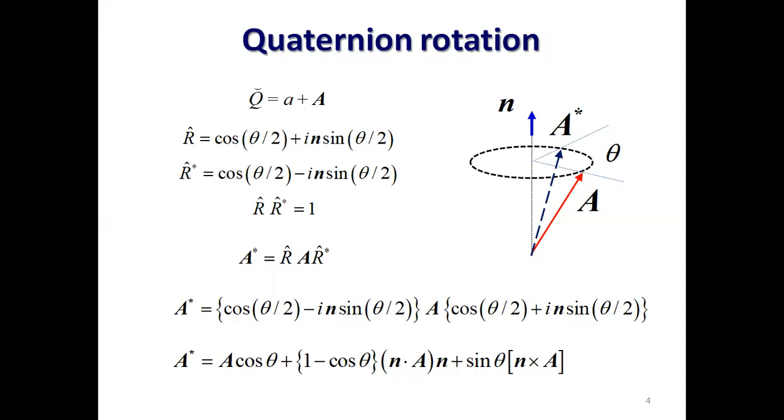Some words about quaternion rotation. A quaternion can be rotated using the so-called operators of rotation. Here, theta is the angle of rotation, and vector n is the unit vector which is parallel to the axis of rotation. Since a quaternion consists of scalar part and vector part, the scalar part is not transformed under the rotation, and the transformation of the quaternion is reduced to the transformation of the vector part only.